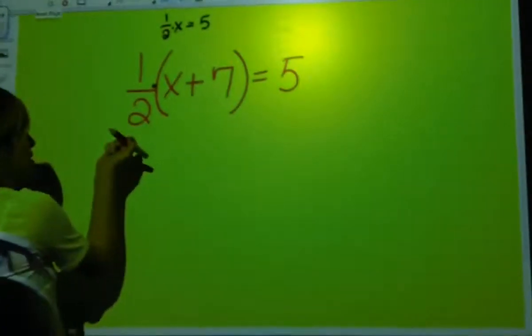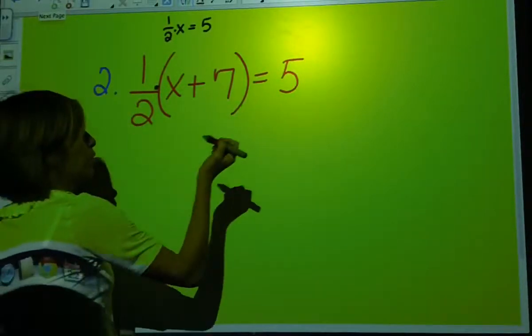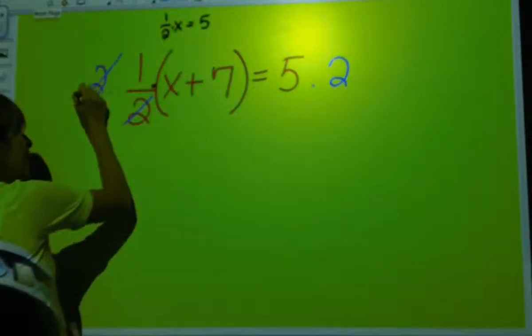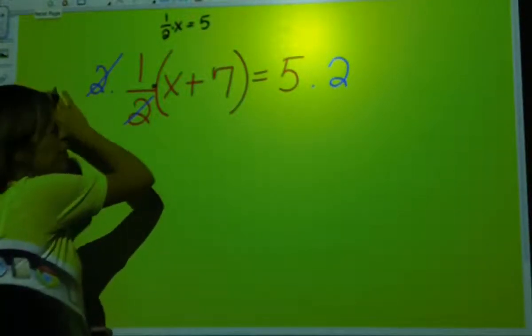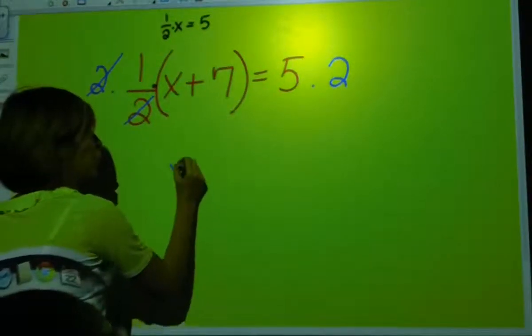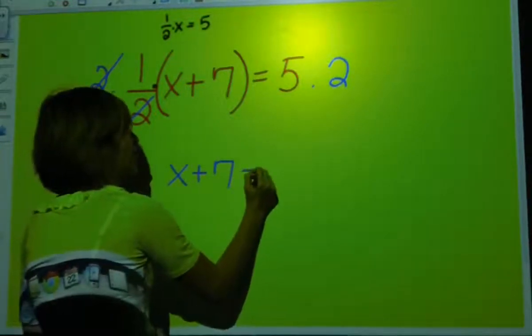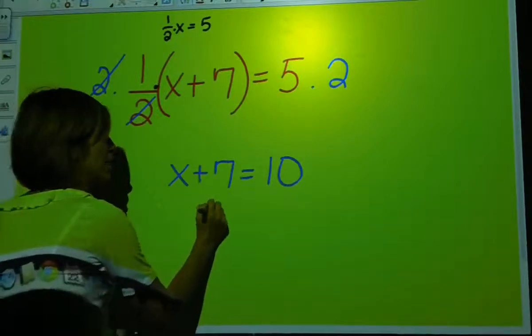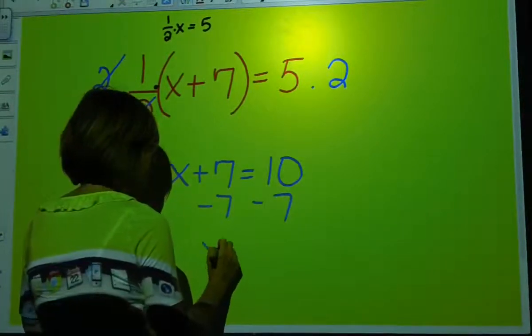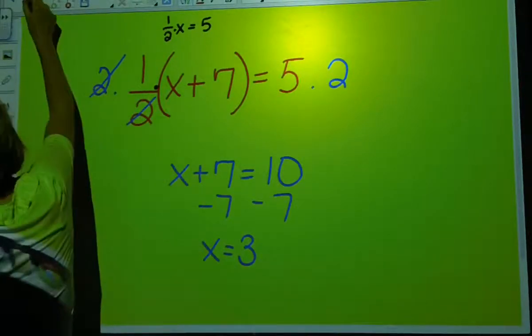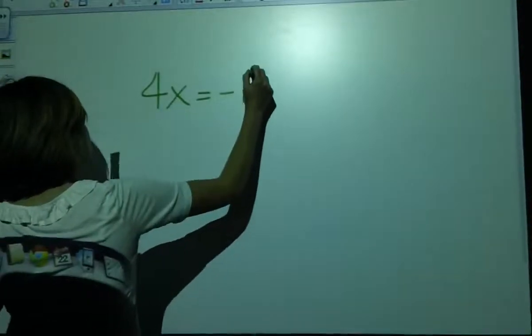All right, so we're going to multiply both sides by the reciprocal of 1/2, which is 2. Now, once you cancel it, we don't distribute over multiplication, so we're done with that 2 and that 1/2. So we're left with x plus 7 equals 10. Much easier problem now, because now we just subtract 7. So x equals 3.